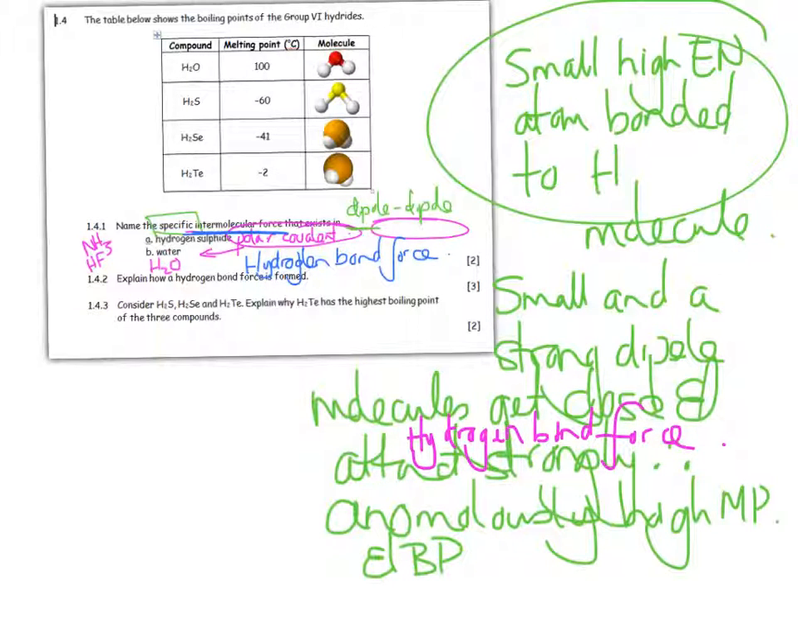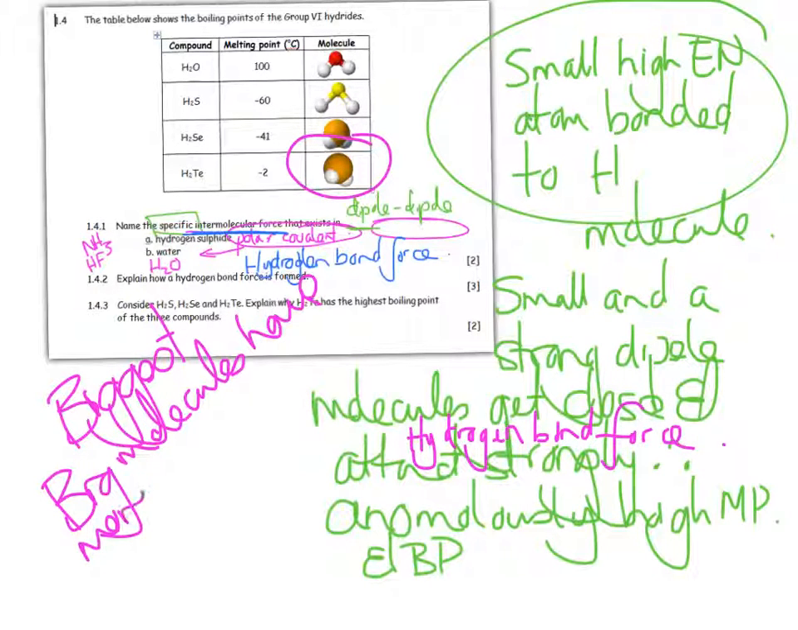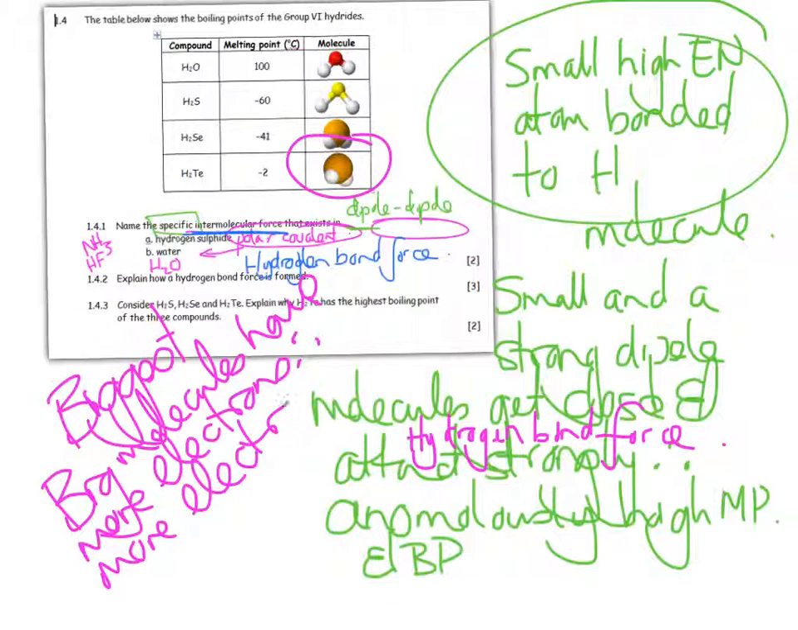Consider those three and explain why this one has got the highest boiling point of the three compounds. It's the biggest. Big molecules have more electrons, therefore more electron cloud wobble. Therefore, they are able to attract each other more strongly, therefore stronger IMF.